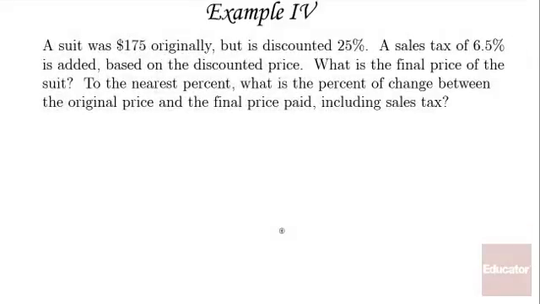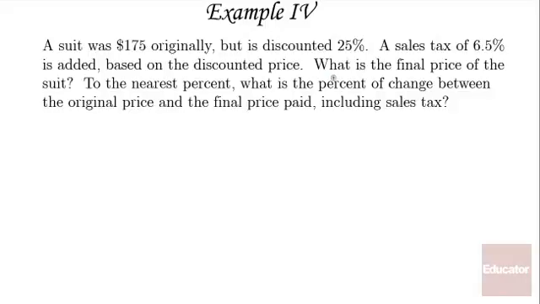This is a longer example, so we have to break this down one piece at a time. A suit was $175 originally, but is discounted 25%. A sales tax of 6.5% is added based on the discounted price. What is the final price of the suit? To the nearest percent, what is the percent of change between the original price and the final price paid, including sales tax? So there's a lot going on there, and I just want to start out by seeing the first question that I'm being asked.